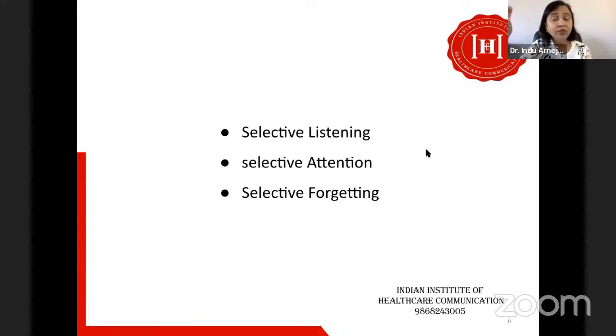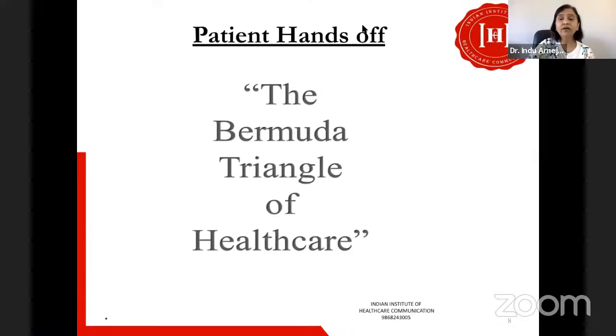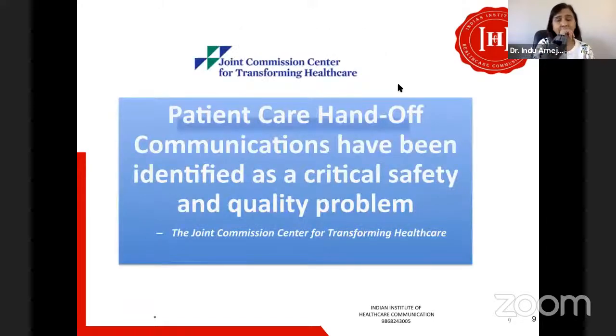We tend to ignore some of the facts or forget some of the facts because they are not comfortable or we don't want to attend to them. So these are the cognitive processes that come in the way of effective handover. According to JCI, I think this is one of the critical safety and quality problems, and you have all agreed that even in your healthcare systems you are facing this same problem.